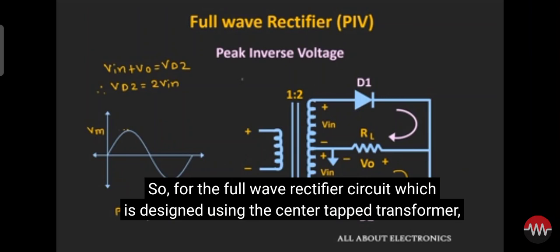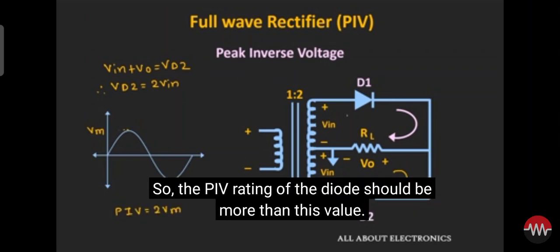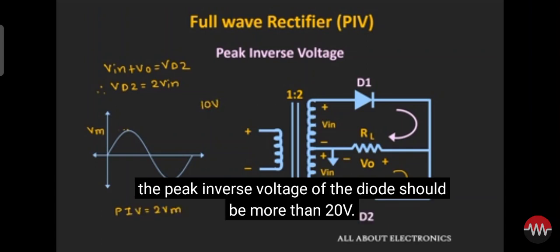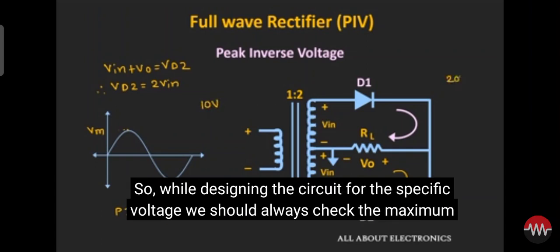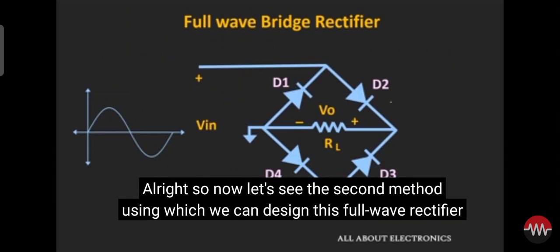So for the full wave rectifier circuit designed using the center tap transformer, the peak inverse voltage is equal to 2 Vm. So the PIV rating of the diode should be more than this value. Let's say if we are applying an input signal which has a peak voltage of 10 volt, then the peak inverse voltage rating of the diode should be more than 20 volt. So while designing the circuit for a specific voltage, we should always check the maximum reverse voltage which can be withstood by the diode.